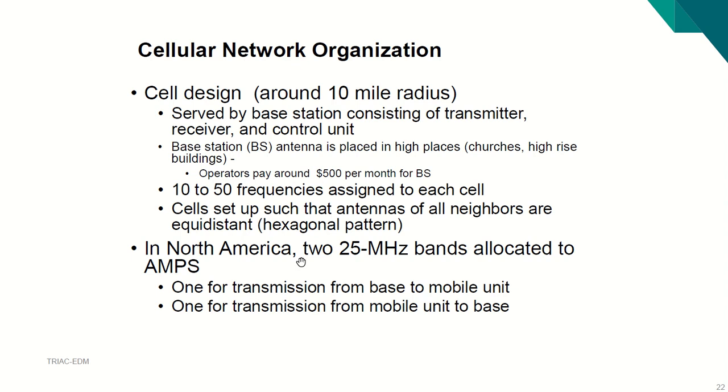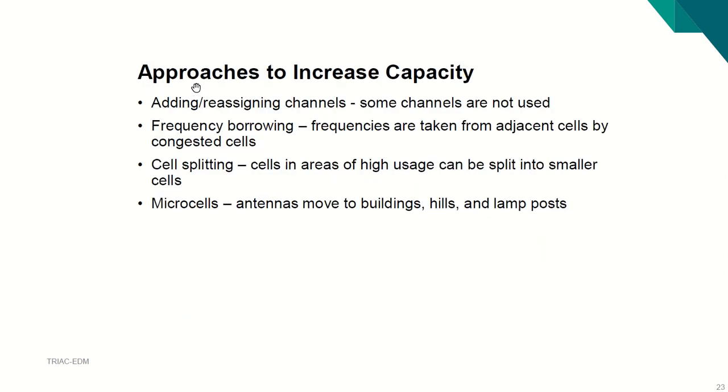Then in North America, two 25 MHz bands are allocated to AMPS, one for transmission from base station to mobile unit, one for transmission from mobile unit to base station. So approaches to increase capacity: adding or reassigning channels. Some channels are not used. So one way is we add or reassign channels. When some channels are unused, we use them more efficiently.